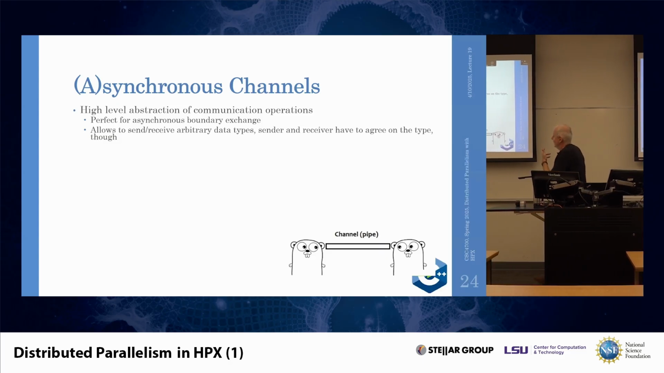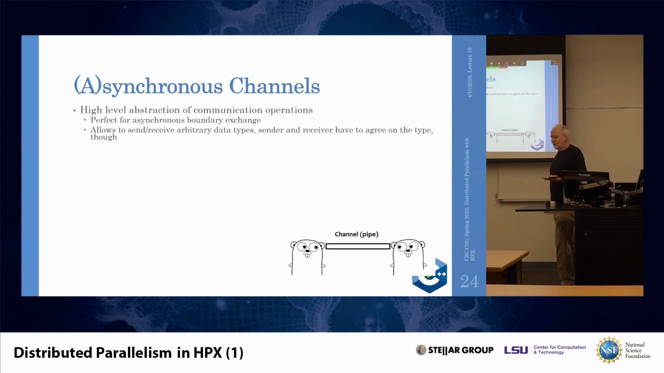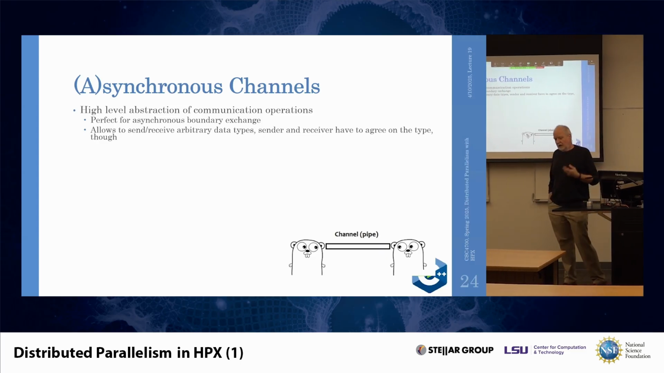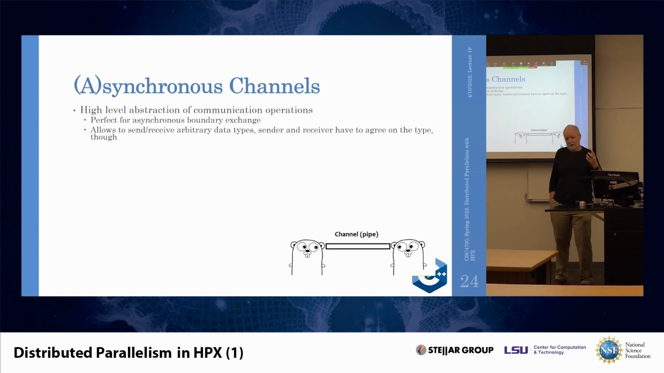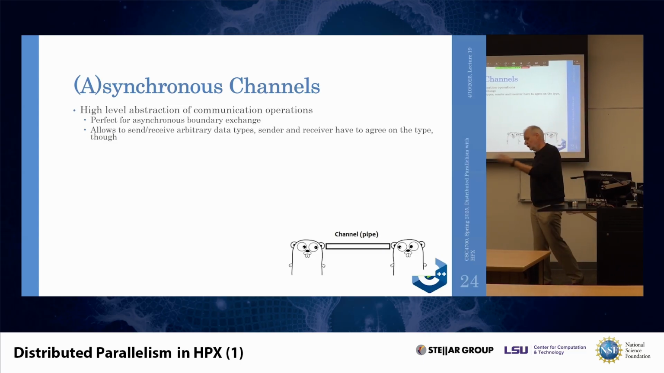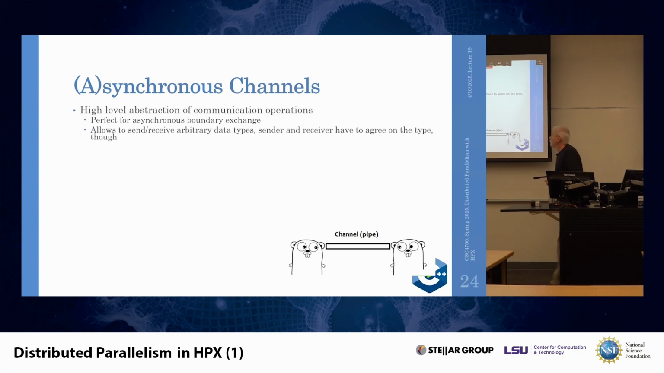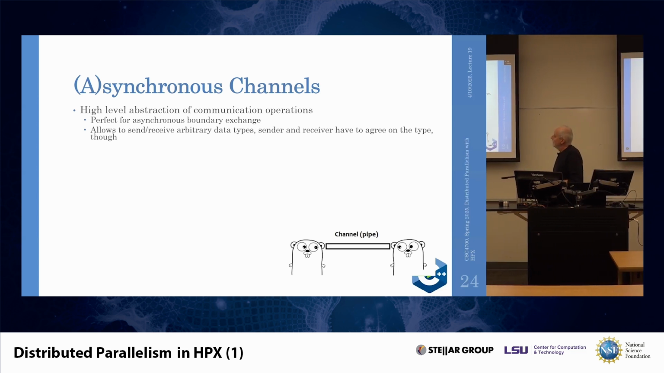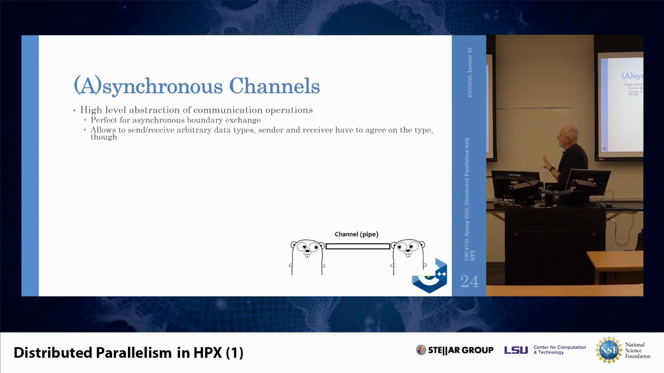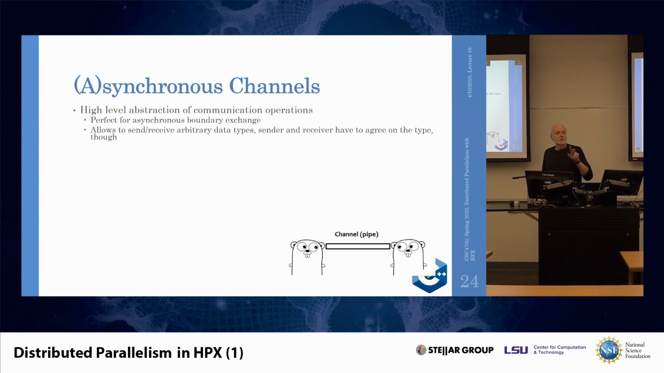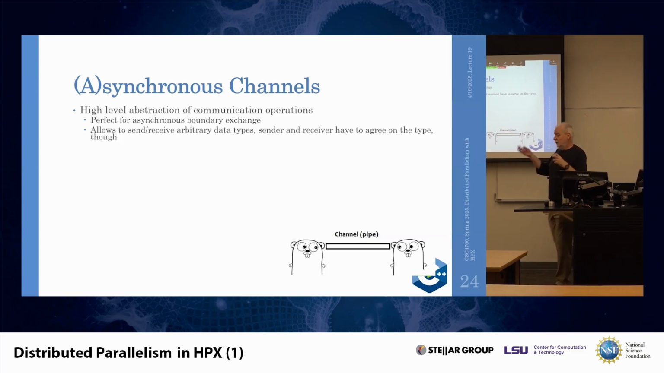So the channels that are represented by the channel communicator are nothing else. It's really dedicated connections that you can use to send data from one of the localities to any of the other localities that are part of that communicator. And the interesting thing is that the channels are asynchronous. Asynchronous in the sense that it has two ends.